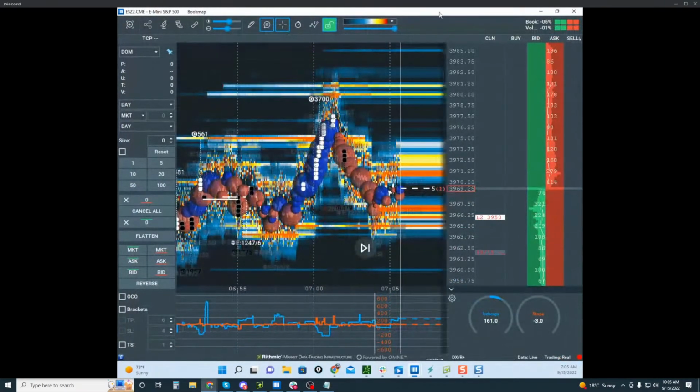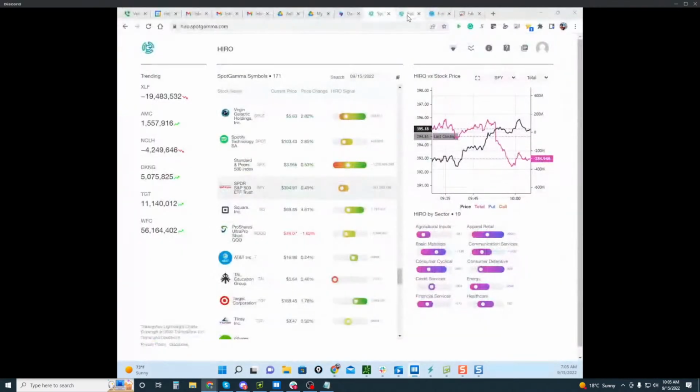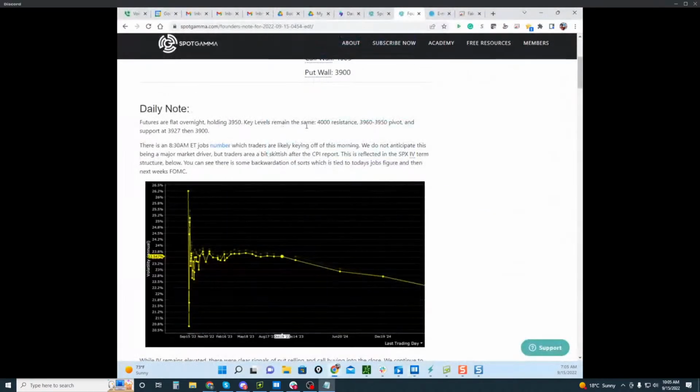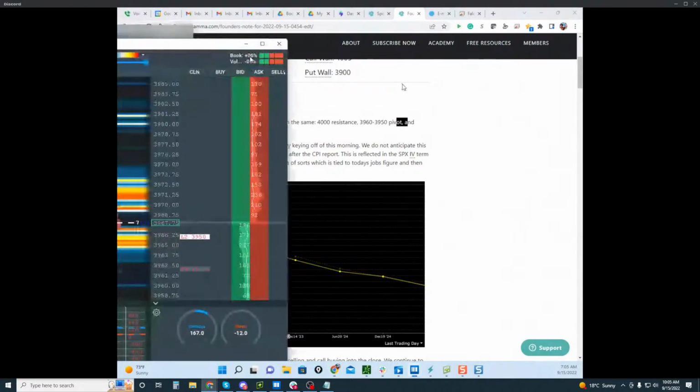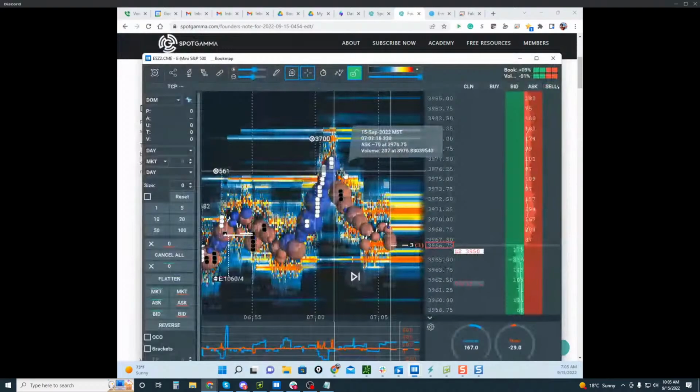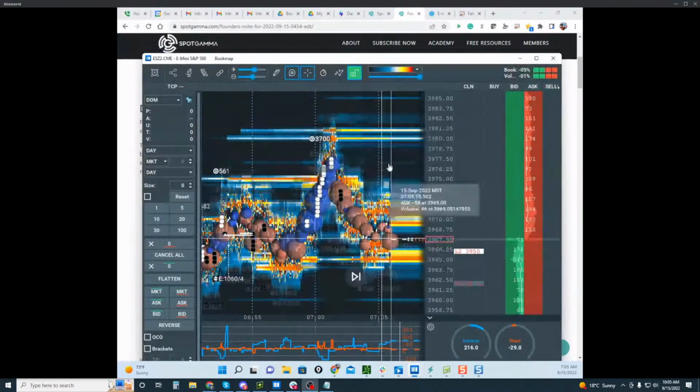And then he comes out with commentary every day, and basically the main levels are 4,000 resistance, and 3960 to 3950 is the pivot. So this is right around where we're at. And again, we could pop a little bit above there and then have it fail. So I'm watching this zone or this area closely.